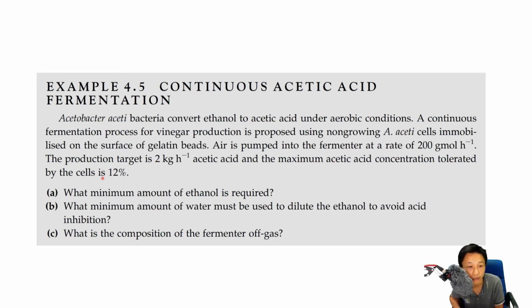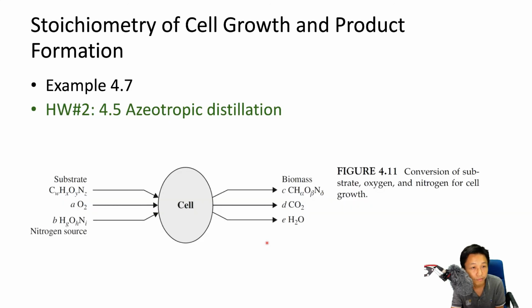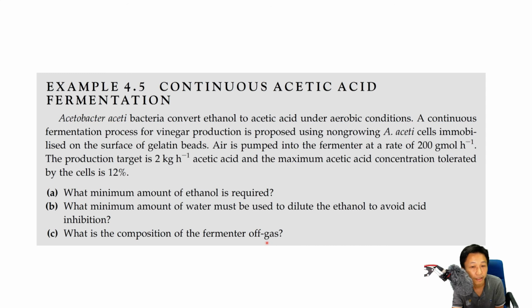Okay, this is your question. What is the minimum amount of ethanol required? What is the minimum water that must be used to dilute the ethanol to avoid toxicity to our system? And what is the composition of the off gas? So it produces some gas. Okay, the answer is in your book.